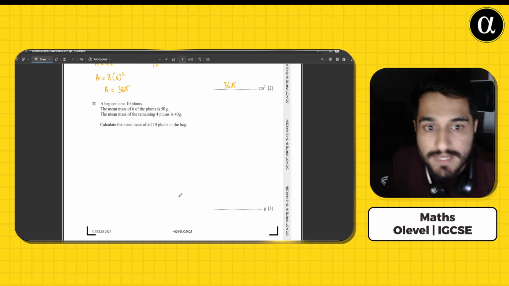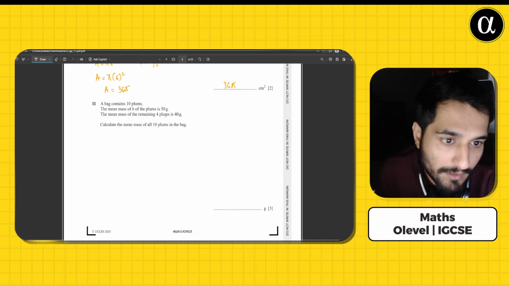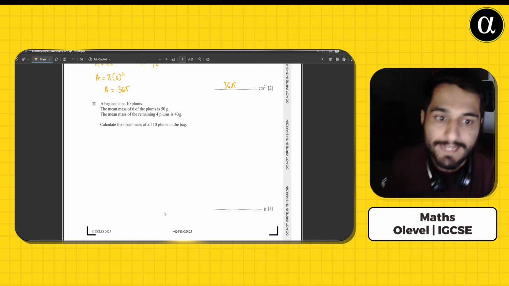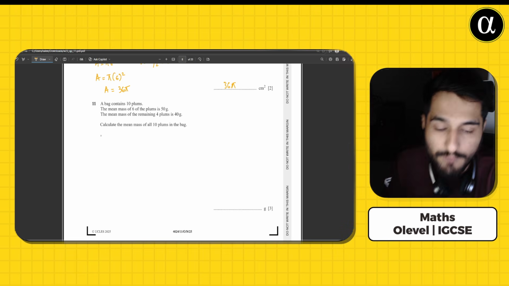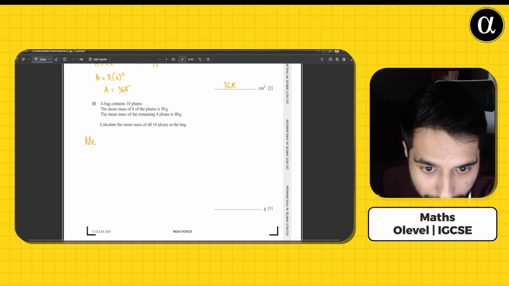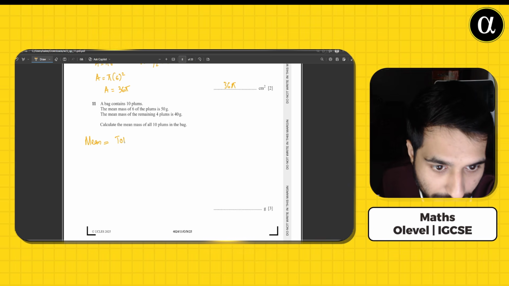Question number 11 says a bag contains 10 plums. The mean mass of 6 of the plums is 50 grams, and the mean mass of the remaining 4 plums is 40 grams. Calculate the mean mass of all 10 plums in the bag. So what is the formula to find mean? The formula to find mean is going to be total sum over the quantity.